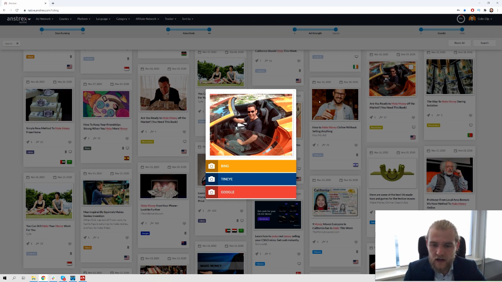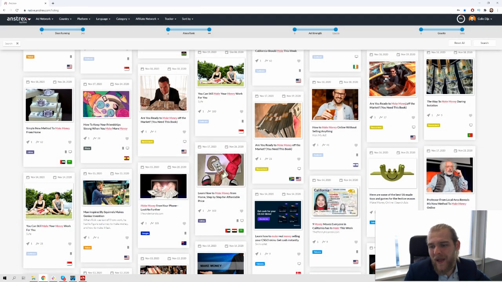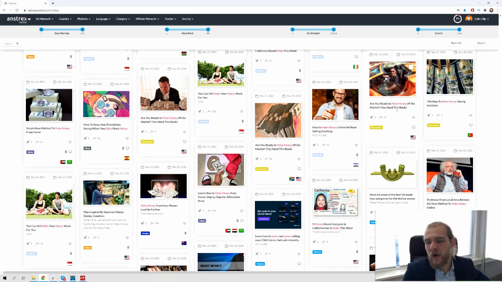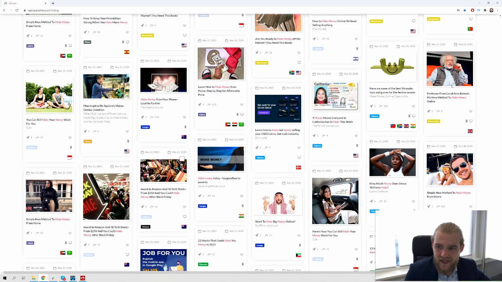The guy doesn't look like he's been rich all his life. He's wearing just a regular shirt with his short pants, and he's sitting in a Lamborghini or another expensive car. So the user gets the feeling of this person was a nobody, but all of a sudden got filthy rich. And I want the same thing. Let's take a look at the headline. Are you ready to make money off the market? You need this book. Pretty strong, good ad there.